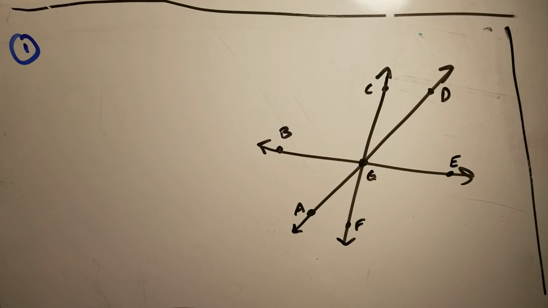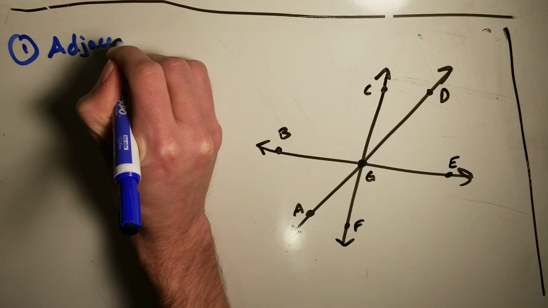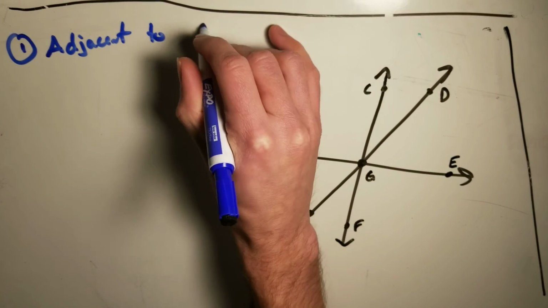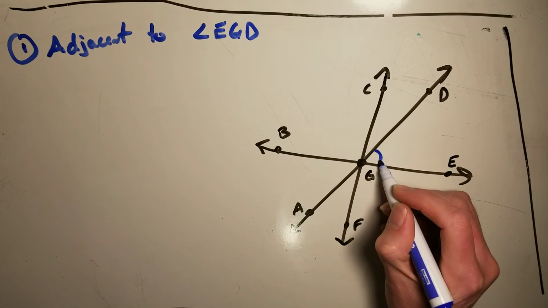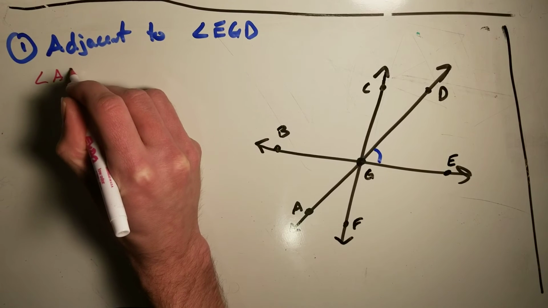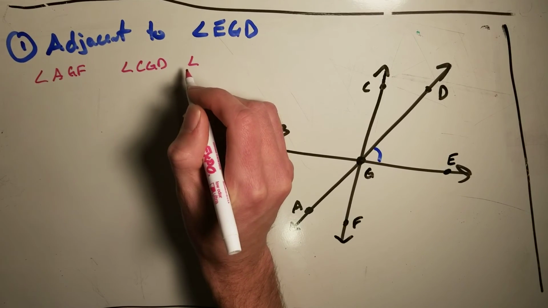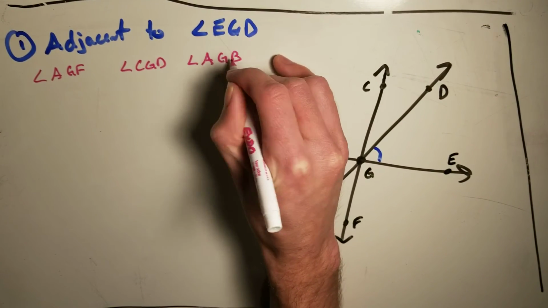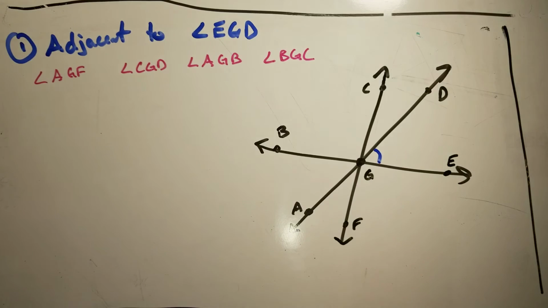Alright, so number 1, it says which angles are adjacent. So we want to be adjacent to angle EGD. Which angle is adjacent to this angle? And we're given 4 angles to choose from, so you can see that right in the slides. Our 4 angles were AGF, angle CGD, angle AGB, and angle BGC. Which one of these 4 is adjacent to EGD?